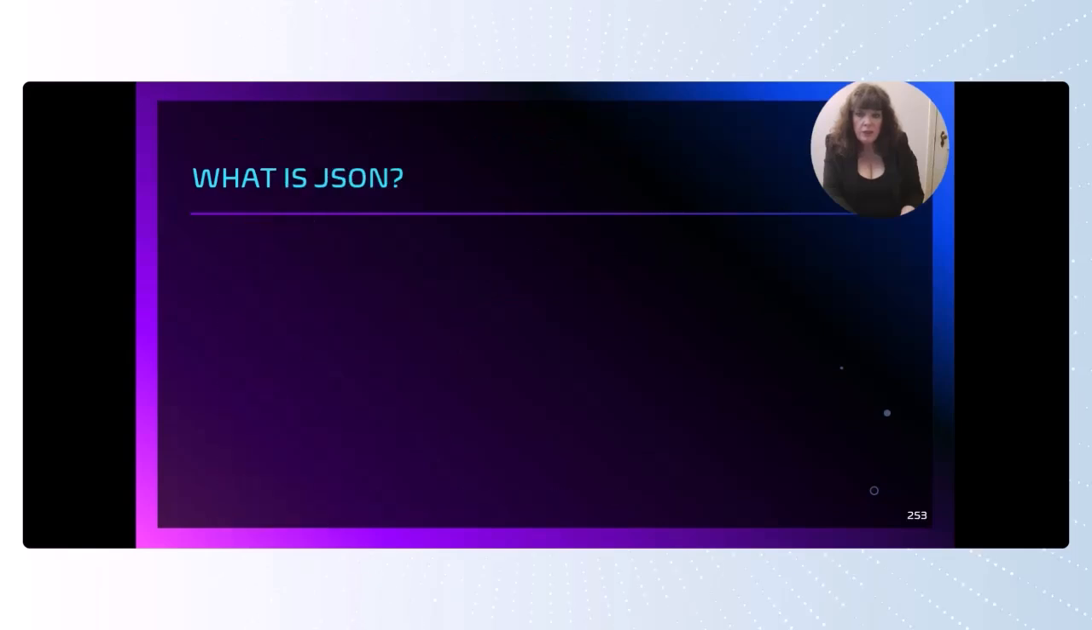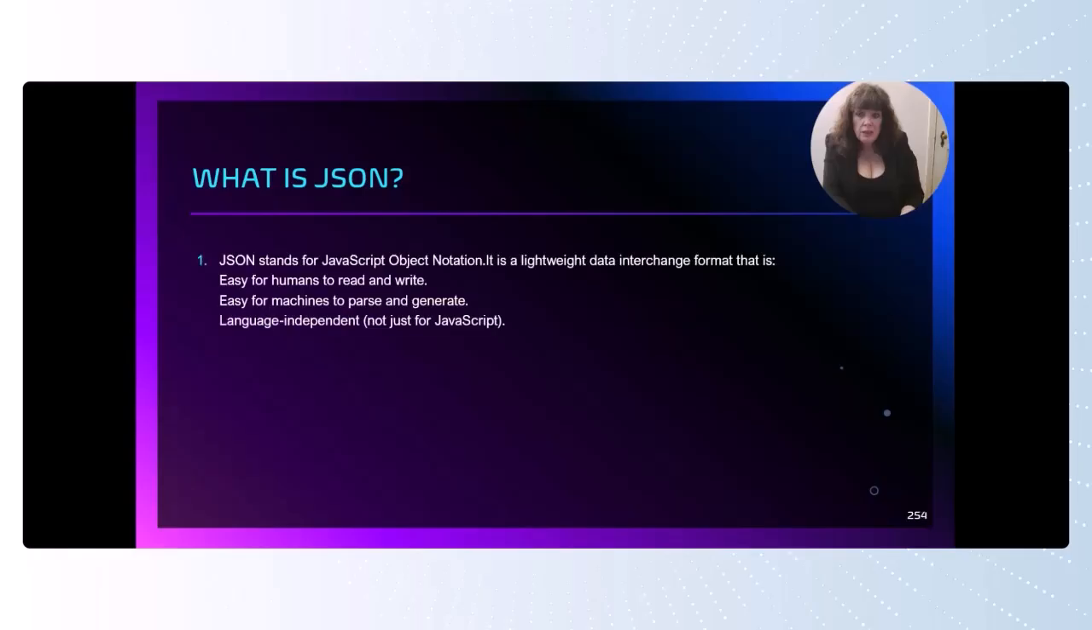What is JSON? JSON stands for JavaScript Object Notation. It's a lightweight data interchange format that's easy for humans to read and write, easy for machines to parse and generate, and it's language independent. It's not just for JavaScript.